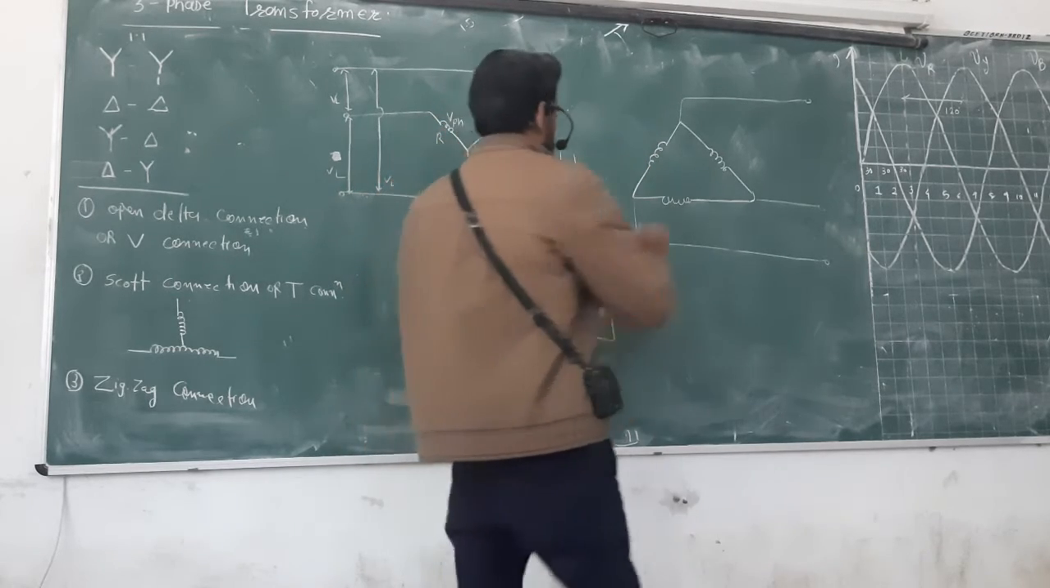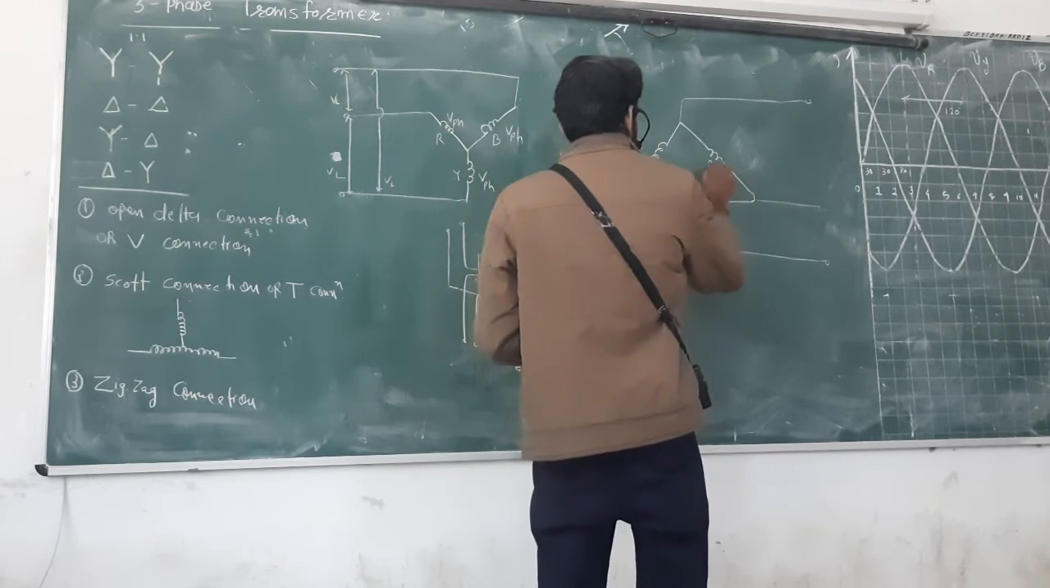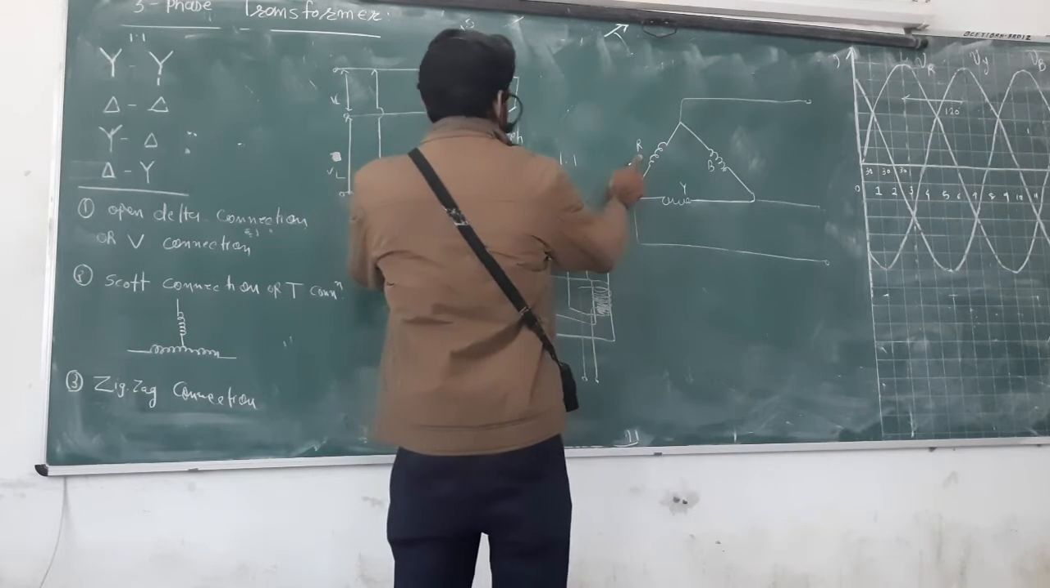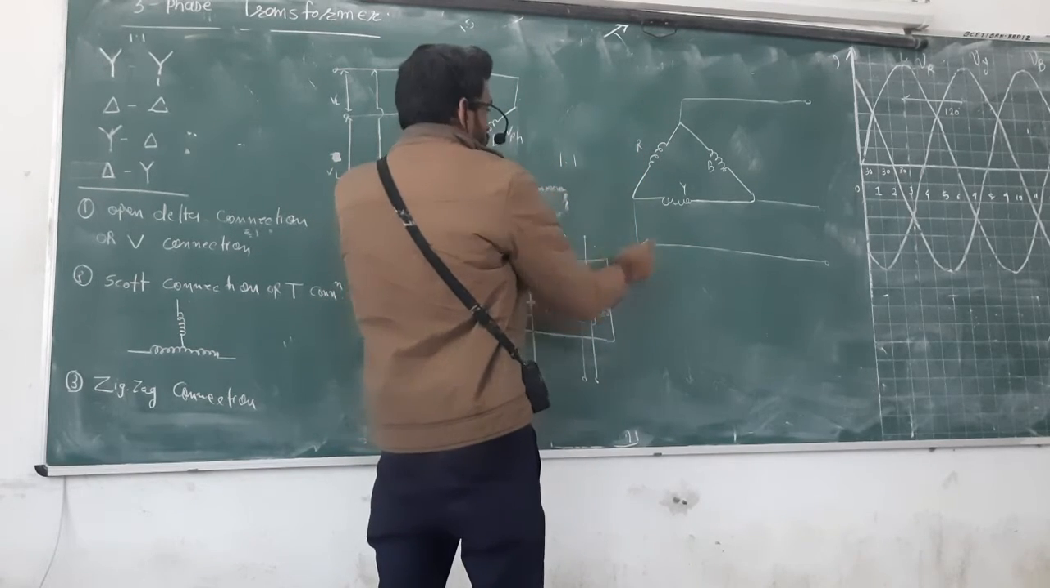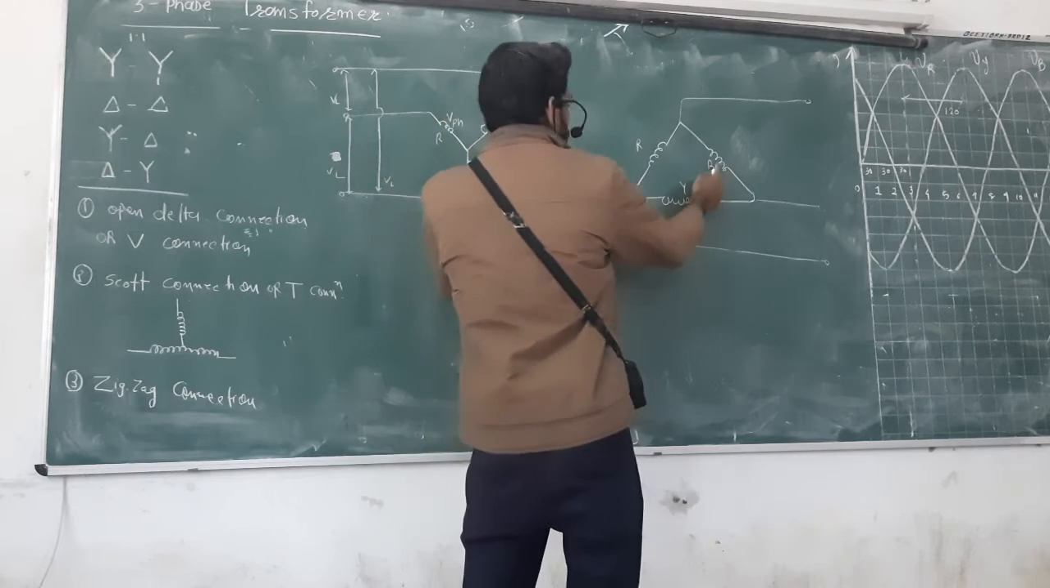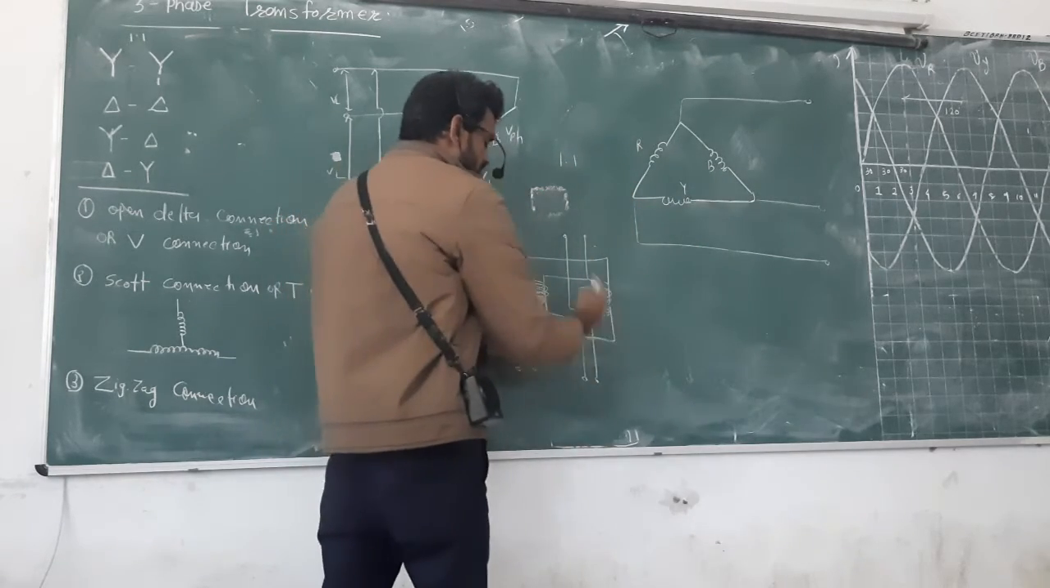Let's call it R, Y, and B. So we can say these two are on the same leg. These two are on the same leg. These two are on the same leg. Something like this. Okay.